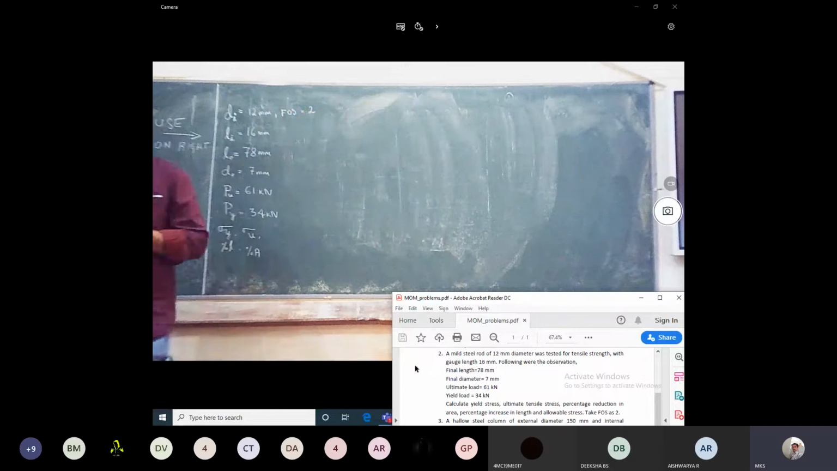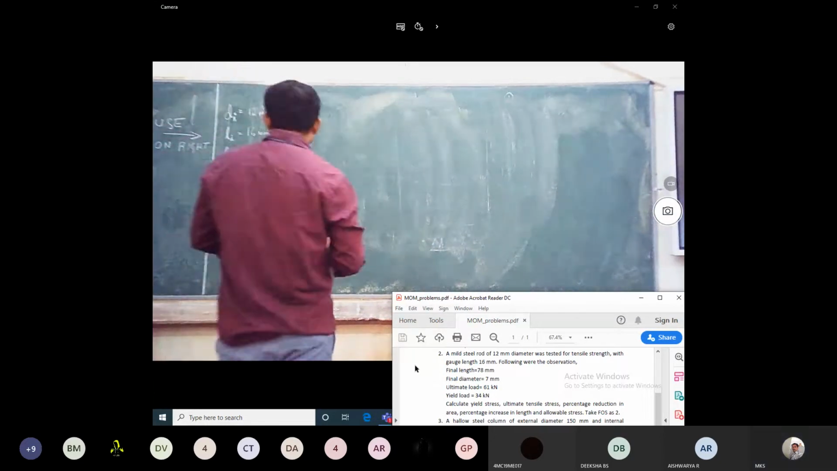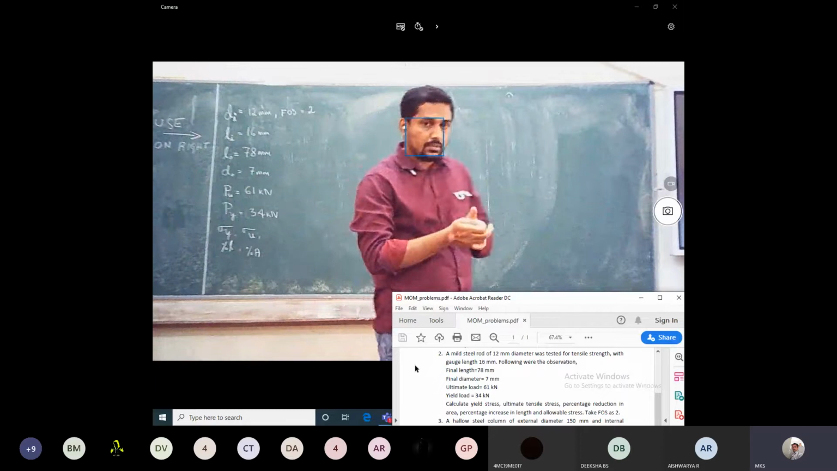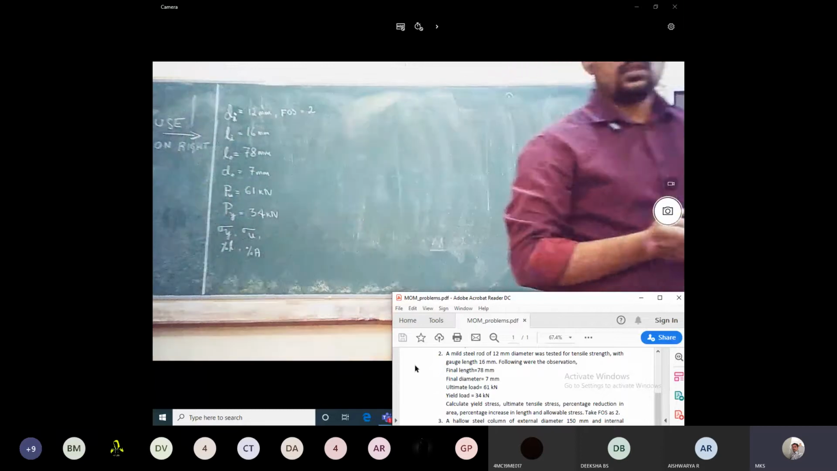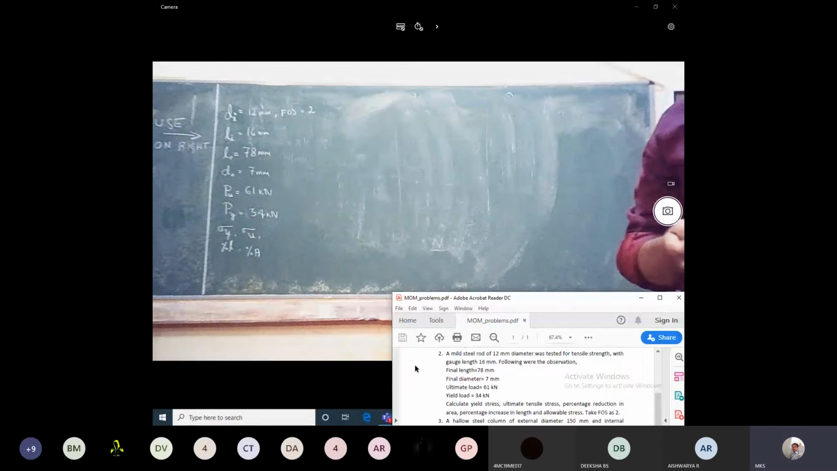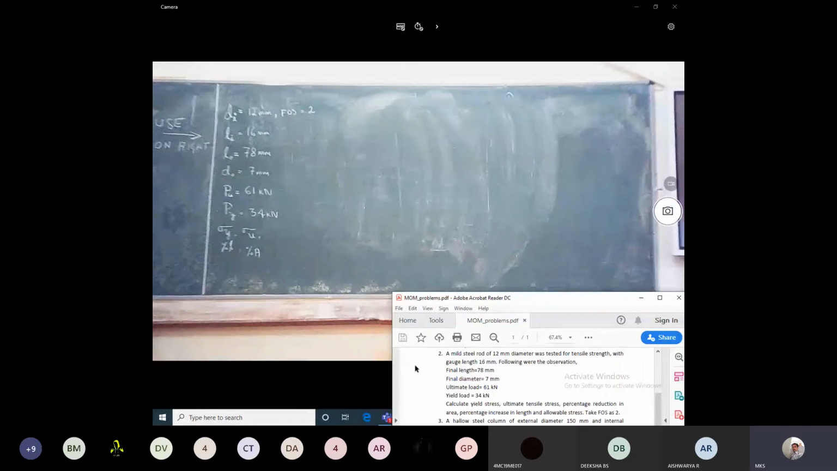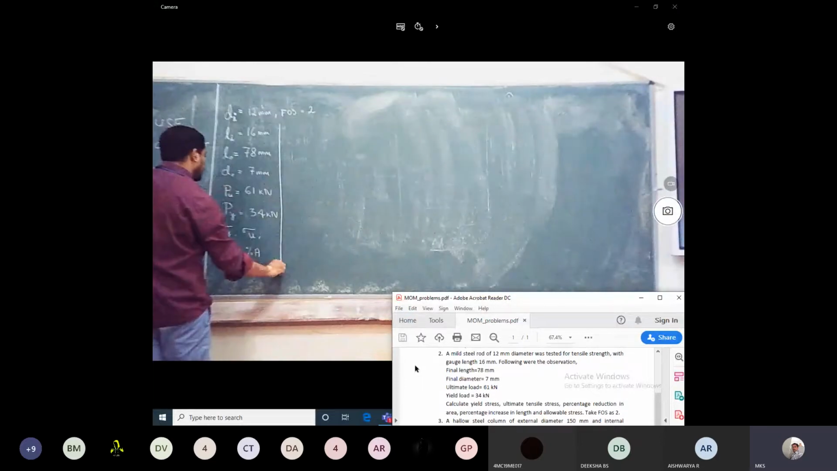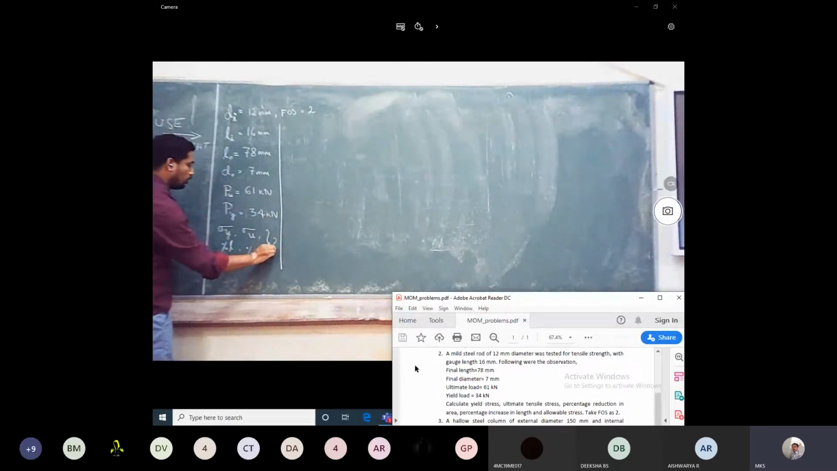So this is the given statement. Factor of safety is given as 2. So since they are given the diameters, initial diameter and final diameter, find out the areas, the initial area as well as the final area. So these things you need to find.